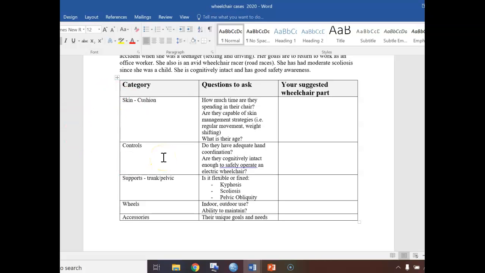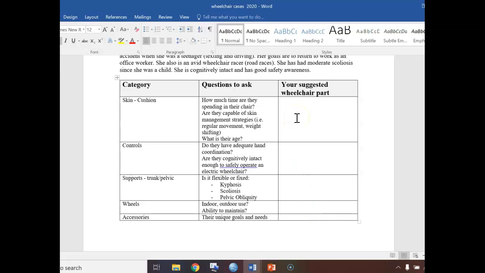Controls, how much hand coordination do they have? Are they cognitively intact? Are they cognitively capable of using an electric wheelchair safely? Supports, this comes into those issues in the week 10 PowerPoint. Your answers for this are all going to be in the week 9 and week 10 PowerPoints. You're going to have to go back to refer to those around kyphosis, scoliosis, and pelvic obliquity. Is it fixed or flexible? And then what do they need depending on what it is? Wheels, indoor, outdoor use, can they maintain them? And then their unique goals and needs for accessories. And just give it your best shot in terms of the parts that you want.